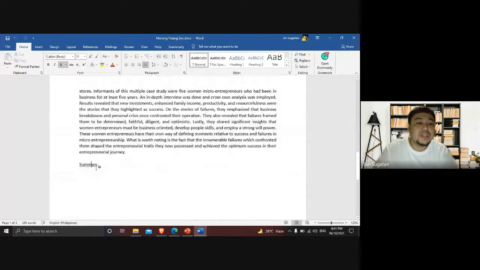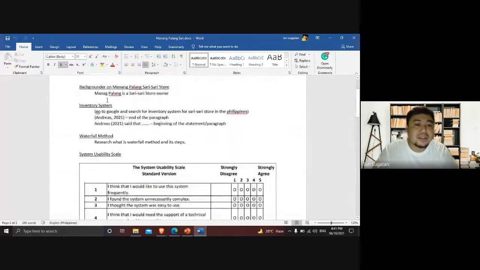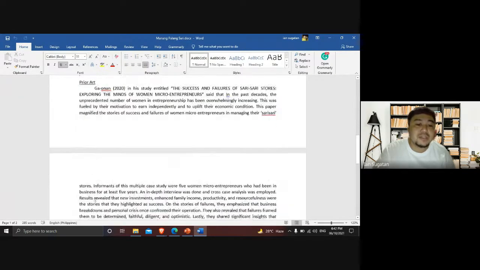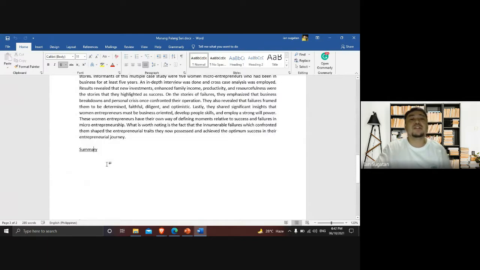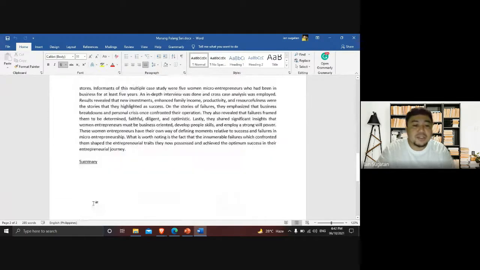And for the summary, as I've said, the summary is just bits of information. Don't copy and paste everything. Only the highlights, for example from the background, the inventory system, the waterfall, copy and paste those into the summary. Okay, so the highlights of these, guys, put them in the summary.